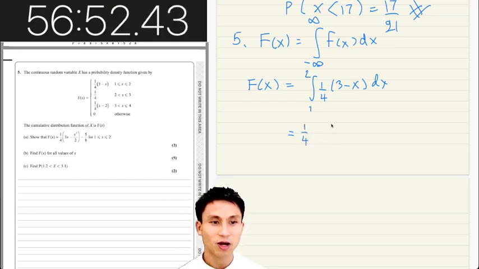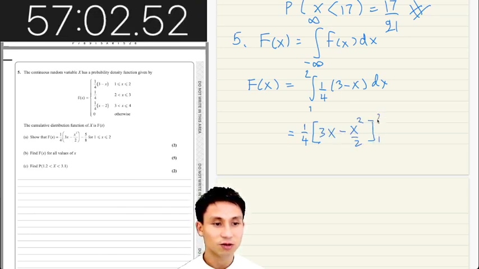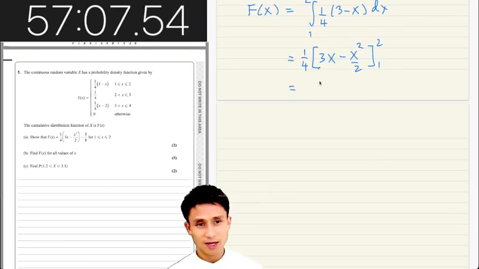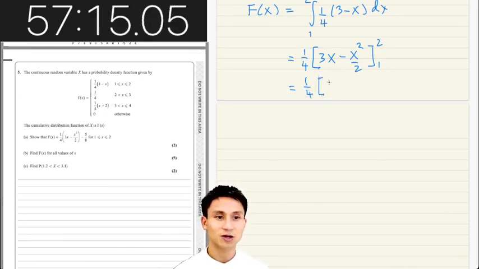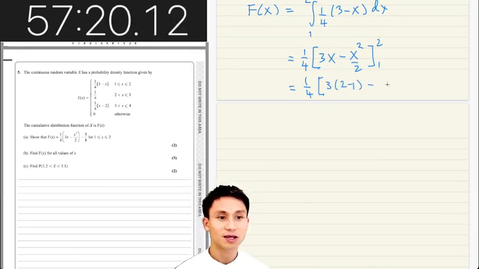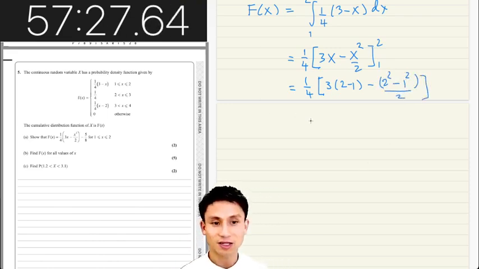I can take 1 over 4 out because I don't want it in the integrand. And then integrating 3, I get 3x. Integrating minus x, I get minus x squared over 2. And then putting the bounds in, 1 to 2. Again, guys, I would like to substitute the bounds for each term, not each set. So I'm doing 3, 2 minus 1 here, putting 2 and 1 together, doing minus in the brackets. And then 2 squared minus 1 squared over 2 together. That's done. It's easier to see.